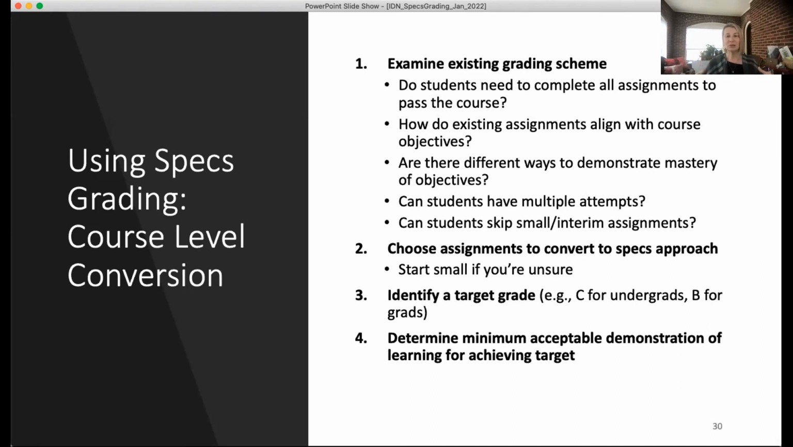What should a C look like in here? And C is usually what puts people, if they drop below, on academic probation for undergrads, B for grads. So I usually use that as a benchmark of what's acceptable mastery for a minimum demonstration of achieving a target.